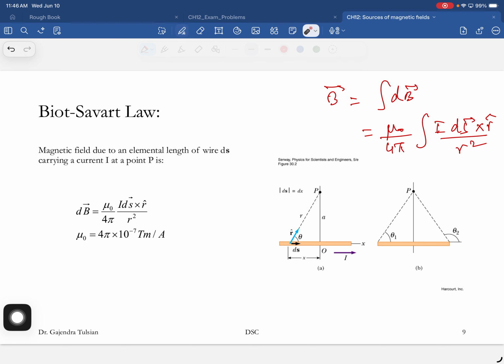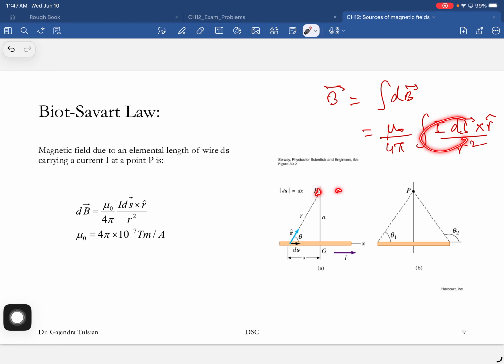Now, if this wire is in this plane, the magnetic field will be perpendicular to this plane. But if this wire is going in and out of the plane, then you would have to add vectors in all the directions. What I'm trying to say is this integral is impossible to do unless it's a very simple case. So this is in principle how you would calculate the magnetic field due to a current carrying conductor at any point. And I already told you this integral is impossible to do, but for very simple cases.